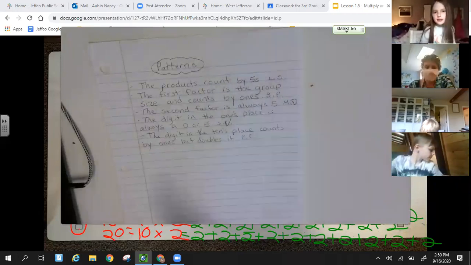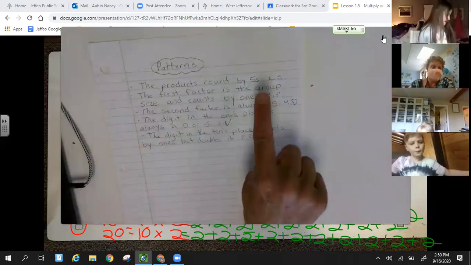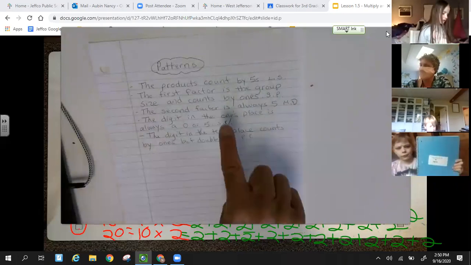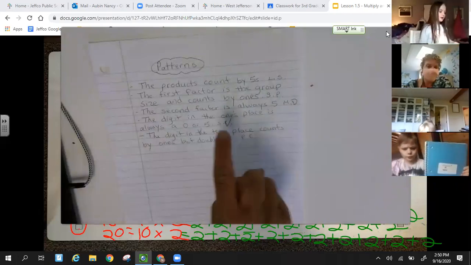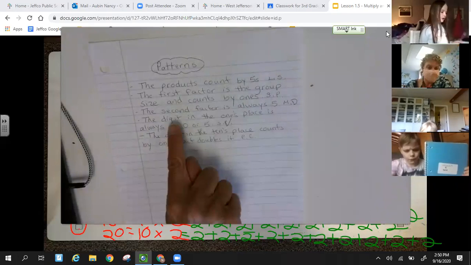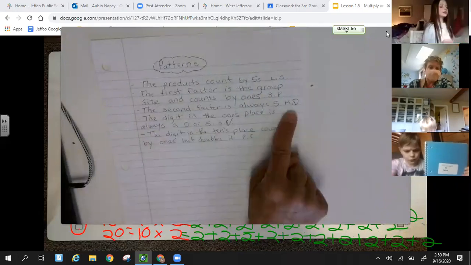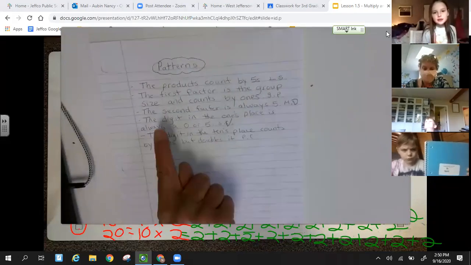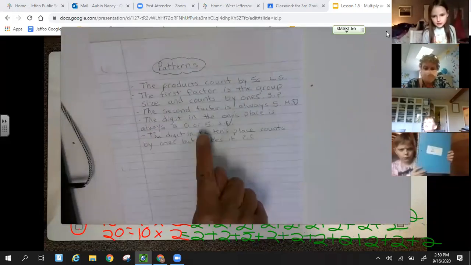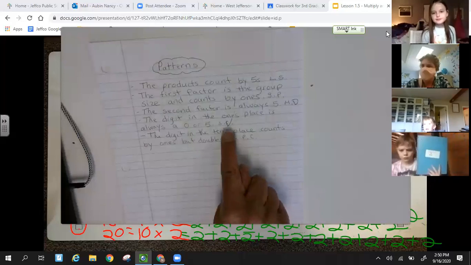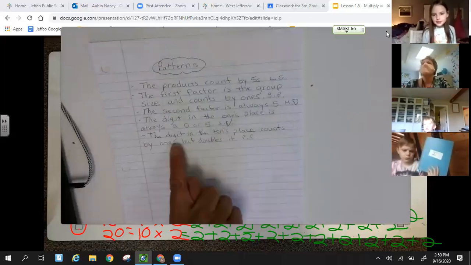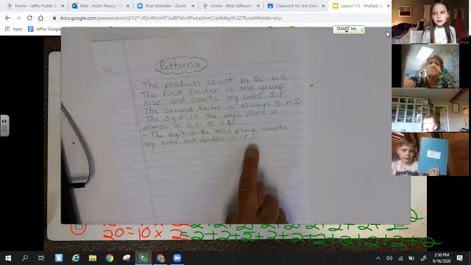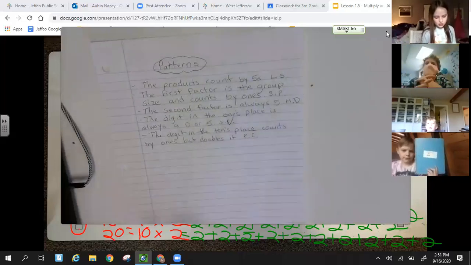Sunny Poe, yeah. The first factor is the group size and counts by one. Sunny Poe said that about the fives patterns. Then we heard that the second factor is always 5. We heard that from Madison. Then we heard the digit in the ones place is always a 0 or 5. That was from Suriname. And then we heard that the digit in the tens place counts by ones but doubles it. And that was from Paxton. So that's what I'm talking about.